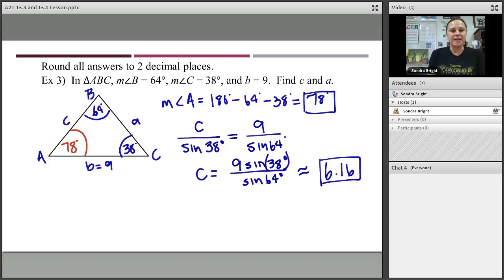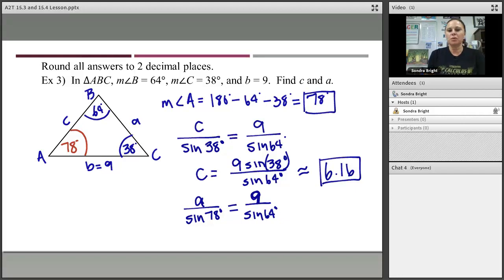All right, we're going to do the same thing to find side A. You cannot use Pythagorean theorem on this triangle, because it's an oblique triangle and not a right triangle. Pythagorean theorem is only for right triangles. So, we've got to use law of sines. Side A over sine of 78 degrees is equal to, I'm going to use side B again because that was the information they gave me, 9 over sine of 64 degrees. My 9's and A's look the same. So this is a 9, then this is an A.